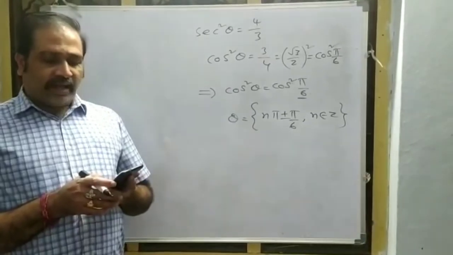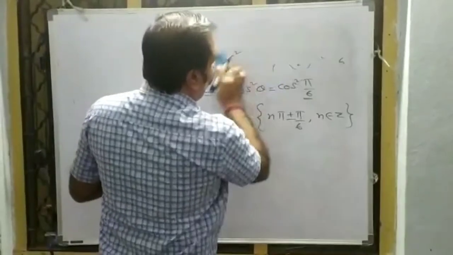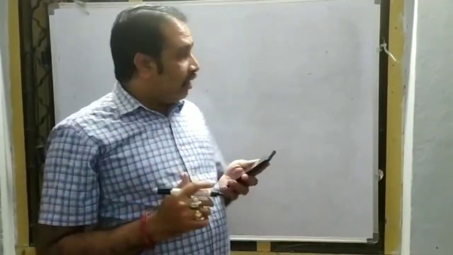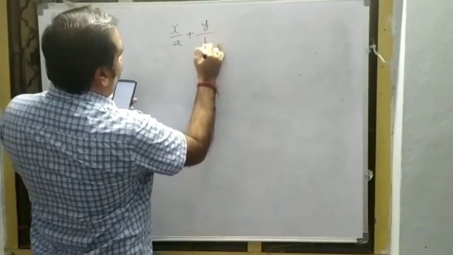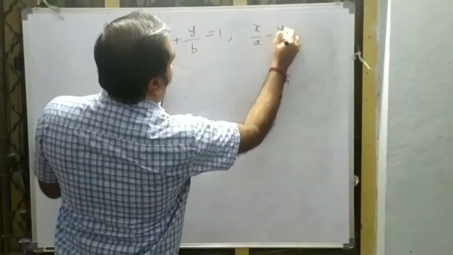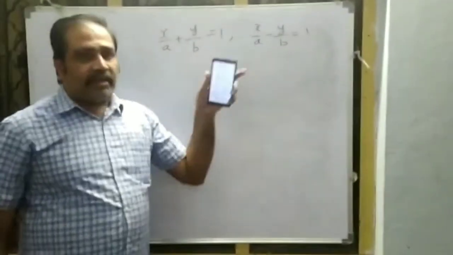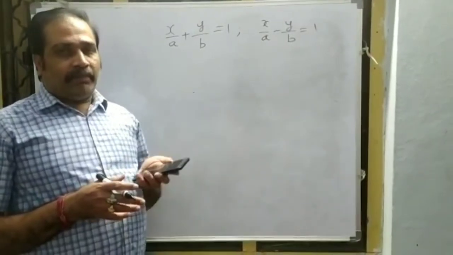Okay, now let us see the next one. Next bit. Find the angle between the lines. We should find out the angle between the lines. Those lines are given in which form? Intercept form only. x by a plus y by b equal to 1 and x by a minus y by b is equal to 1. So these two lines are given in intercept form. Then we should find out the angle between them.